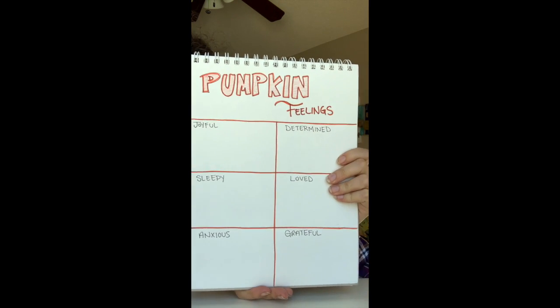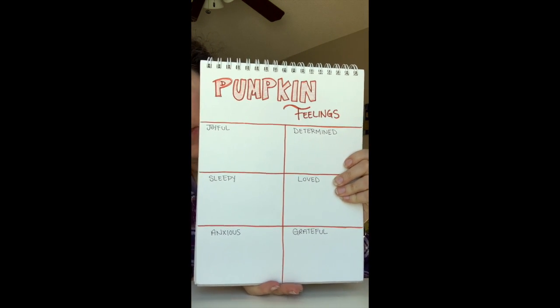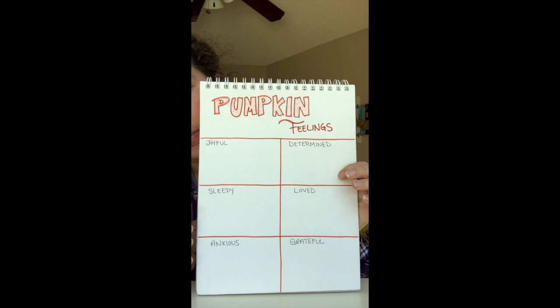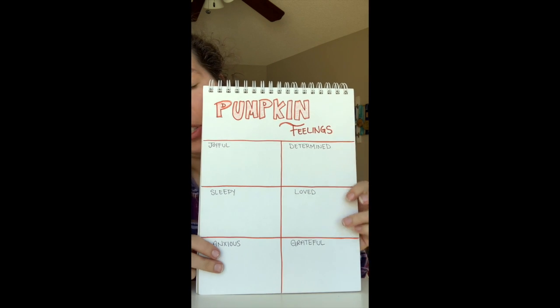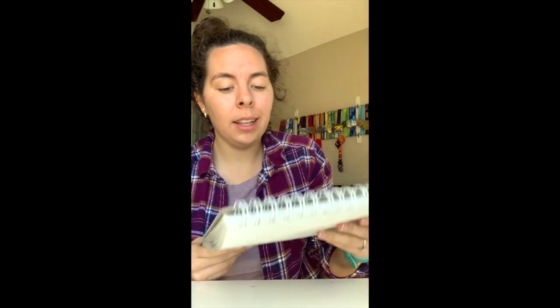All right, so just to show what I've gotten here. Some of my feelings that I put, I got joyful, determined, sleepy, loved, anxious, and grateful. Yours can be similar, very different, just depends on the way that you have been feeling.